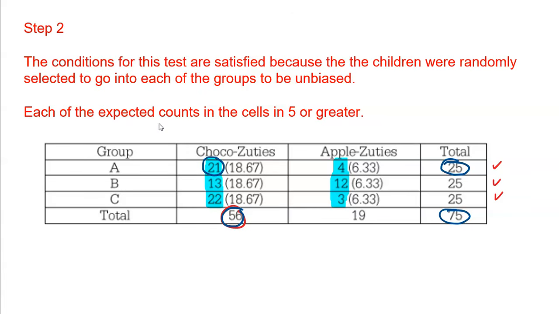Some kids accidentally think that the observeds have to be 5 or more, and they'll think, oh no, I only have 3 observeds right here, that's a problem. No, that's not a problem at all. It's the expecteds that have to be 5 or more.